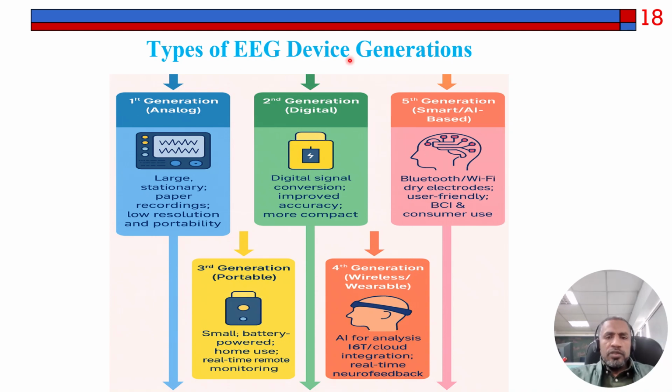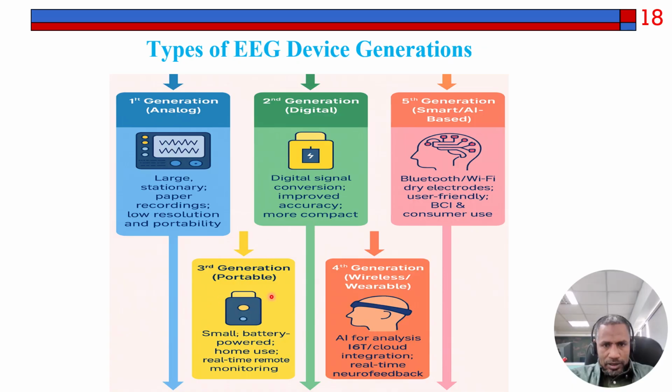Types of EEG device generations. The first generation is mostly analog. It is large, stationary and paper-based. The second generation is somewhat improved from the previous one. It uses digital signal conversion, improved accuracy, and is more compact.